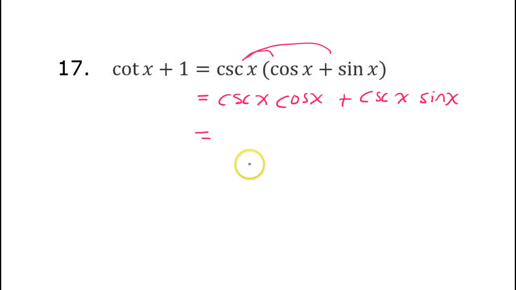I'm just going to go straight down. Make sure every step is vertical. Don't put anything to the right or to the left. Just go straight down. Anyway, I'm going to rewrite cosecant as 1 over sine.